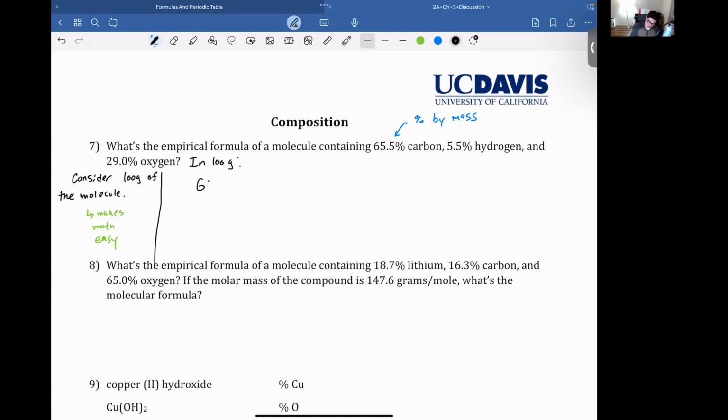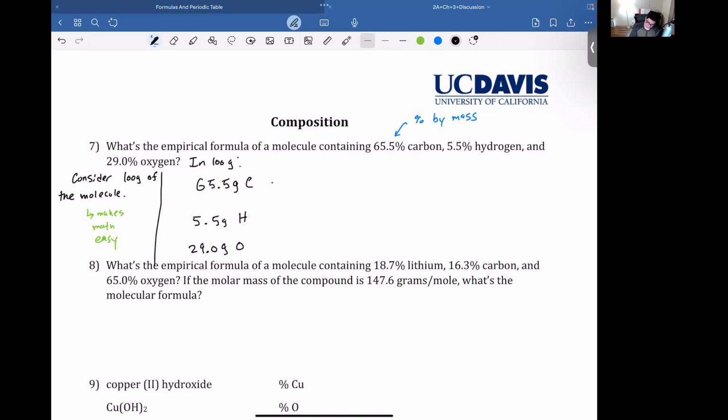you have 65.5 grams of carbon because it's 65.5% carbon. You have 5.5 grams of hydrogen. And I'm actually going to leave some more space here. 5.5 grams of hydrogen. And then you have 29 grams of oxygen. Right? Again, you can use whatever you want. I recommend 100. Otherwise, you're going to have to convert these to decimals, multiply them. Just make your life easy. Just do 100.